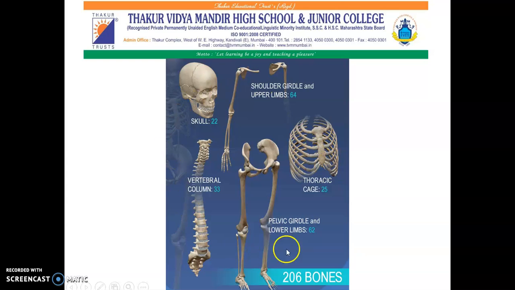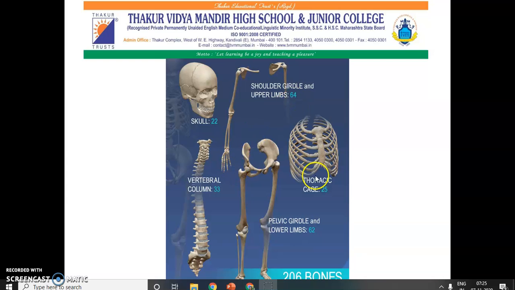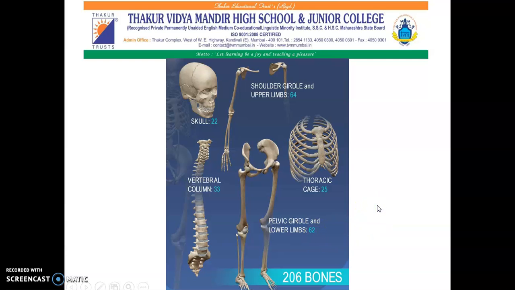So altogether in the human body there are 206 bones, where the skull contains 22 bones, the vertebral column has 33 bones, the shoulder girdle and upper limbs have 64 bones. The thoracic cage or the rib cage has 25 bones. And finally the pelvic girdle and the lower limbs have 62 bones. So altogether there are 206 bones in the human skeletal system.